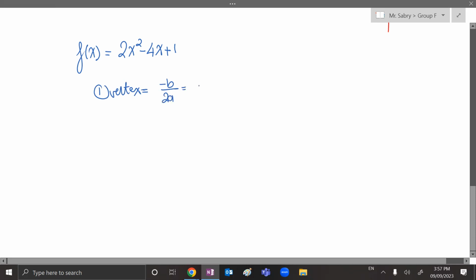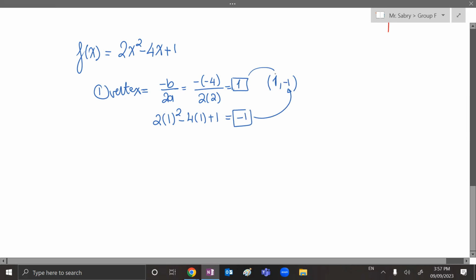Negative 4 over negative 4, yes, over 2 times 2, which is 1. Yes. So I'll take this one, I'll put it in the x coordinate. How do I find the y? By substituting. Yep. So this is -2 plus 1, -1. So I got the y. I'll put the y over there. Here's the -1. So I have now the vertex. Okay?